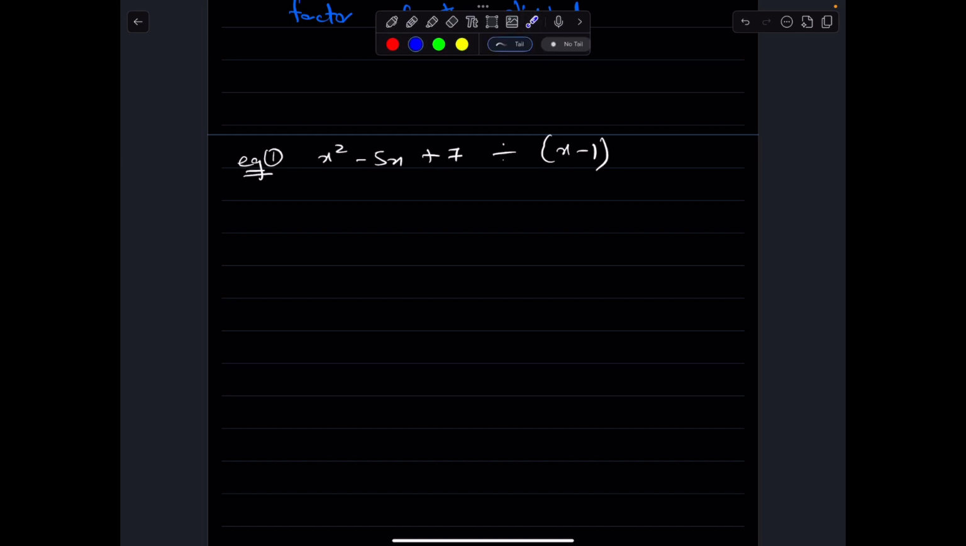So this here is a quadratic. In order to divide this, we'll do something similar. We'll write x square minus 5x plus 7 here and x minus 1 here. So we need to multiply x with something which will give us x square. We only need to focus on the first one. So this will be x, obviously. And we have an x square here, and minus 1 multiplied by x is minus x.